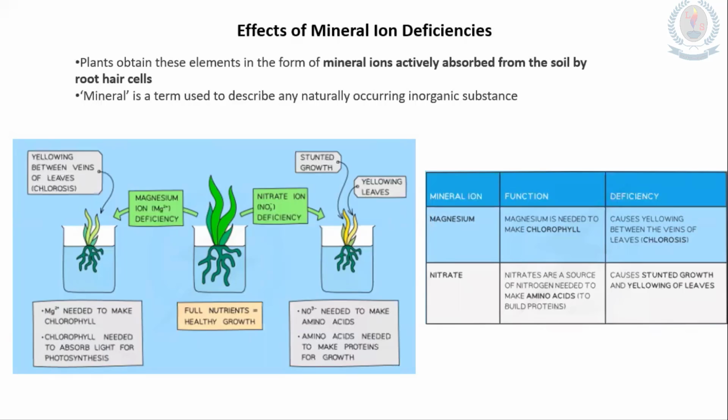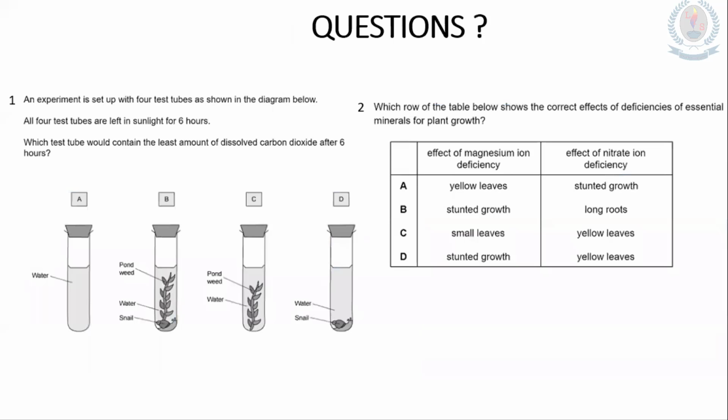Second one, we can observe a healthy plant, with sufficient magnesium and sufficient nitrates. Come to the third diagram. We can observe stunted growth and yellowish leaves. Normally nitrates are needed to make amino acids, and amino acids are required to produce proteins. Now you have studied the functions of magnesium and nitrates and the deficiency symptoms. Now we will move to the questions.